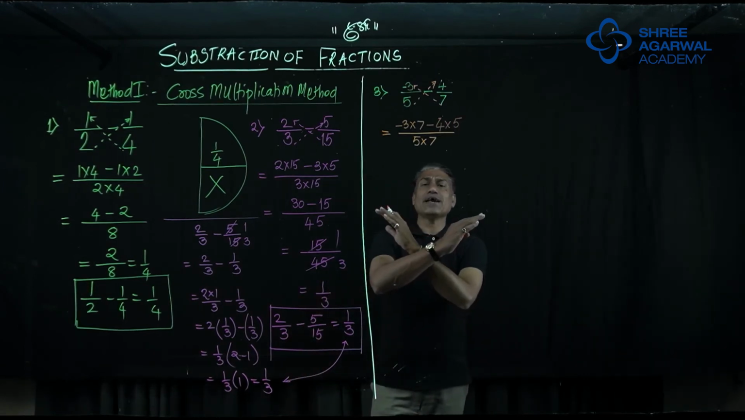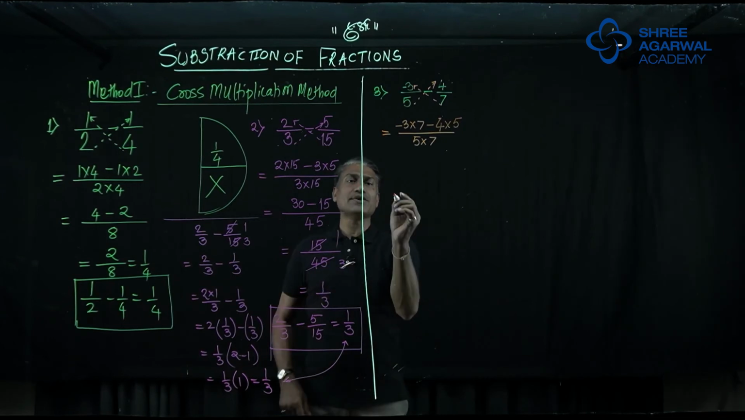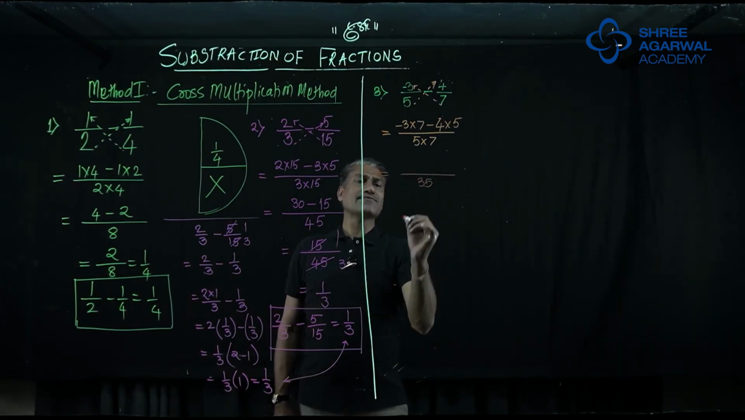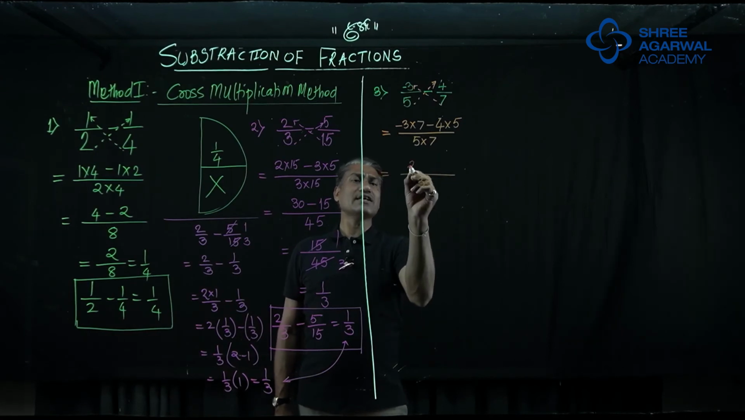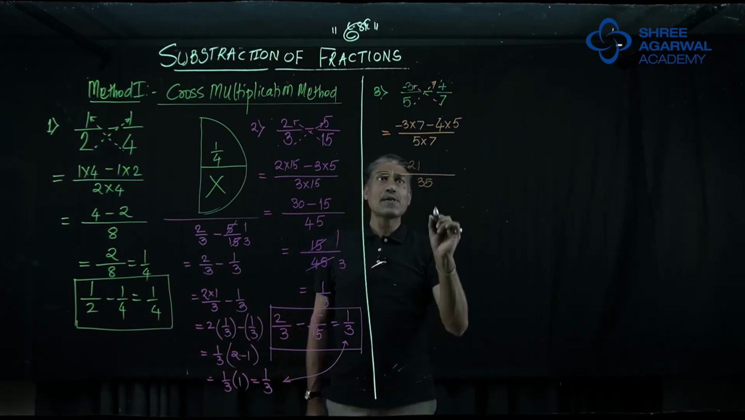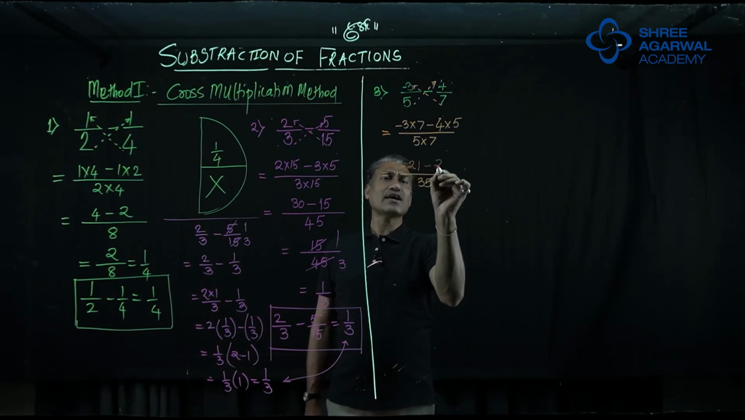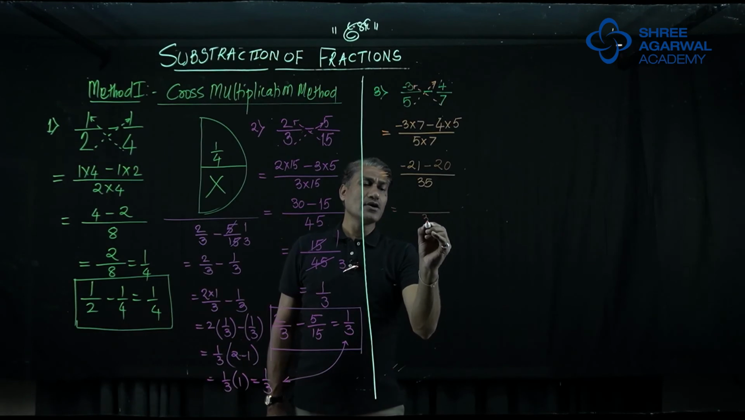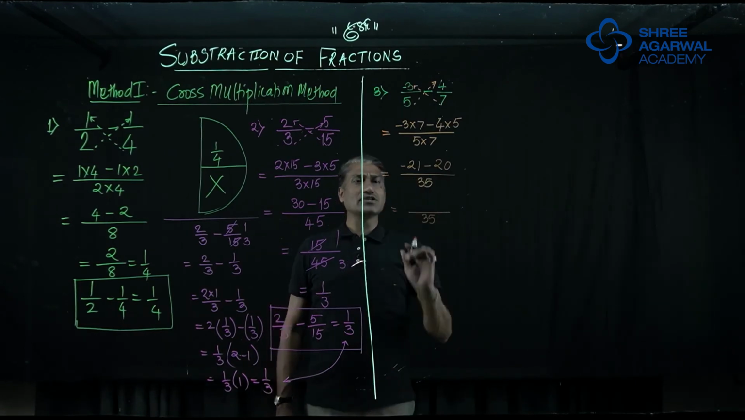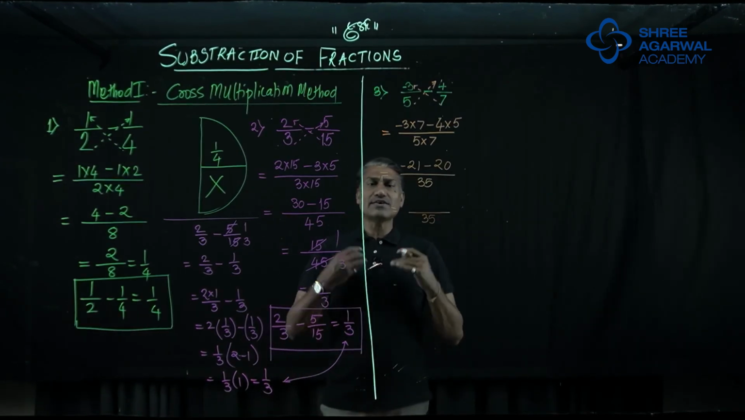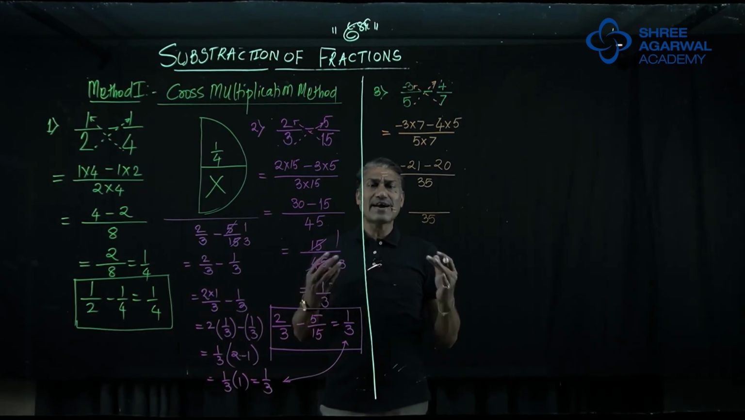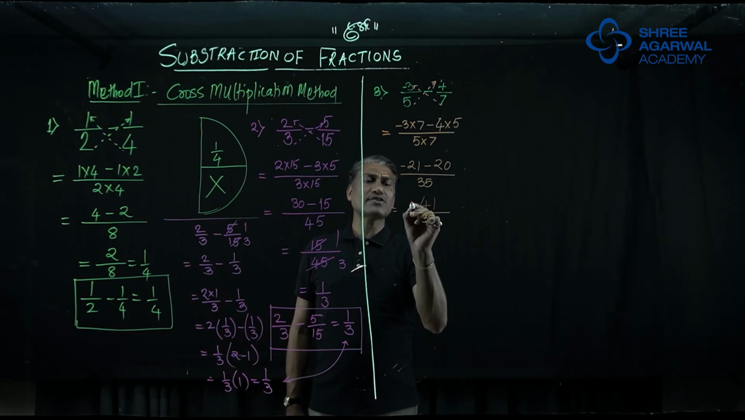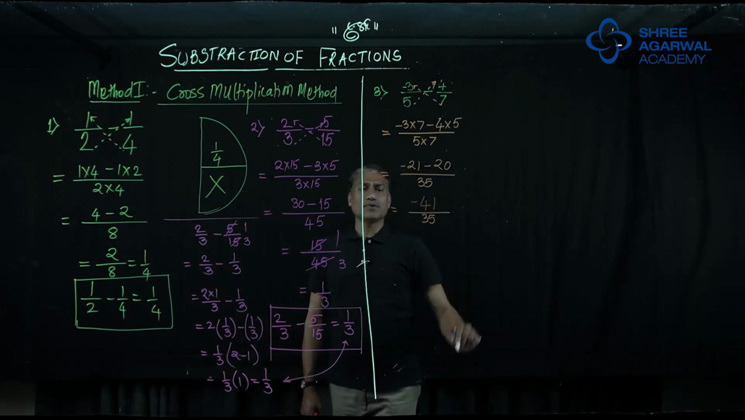Numerator with denominator and numerator with denominator with a minus sign in between is equal to 5 7s are 35, 7 3s are 21 with a minus sign, minus 4 5s are 20 with a minus sign. Now in the numerator we are having two negative numbers. Two negative numbers will give a negative number. Minus of minus plus. 21 plus 20 is 41, and sign of the greater number.